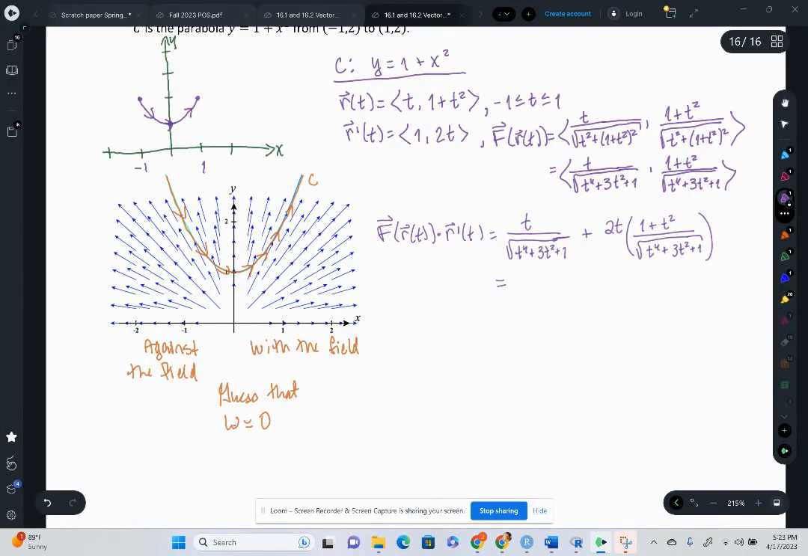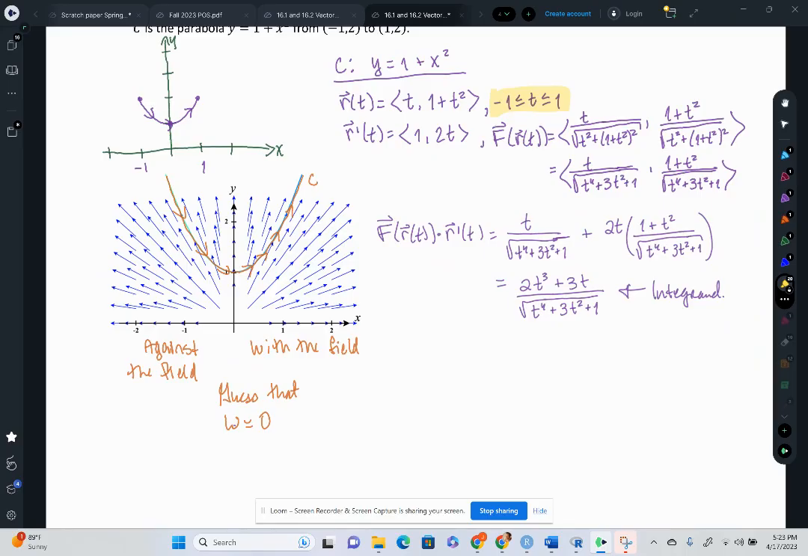Okay, now I have a common denominator already, so I can go ahead and distribute the 2t, reorganize all my terms. What I end up with is 2t cubed plus 3t in the numerator, and then I have my square root of t to the fourth plus 3t squared plus 1. So this is my integrand. We have our bounds. I found them up here. Our bounds do the same thing that x does. It goes from -1 to 1. So we're ready to go ahead and set up our integral.